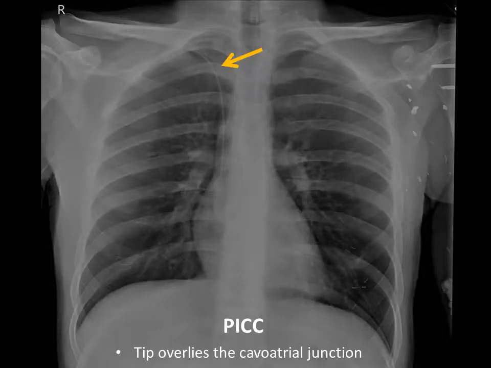Here's a good example of a PIC that's been placed. Again, on the right side, we can see it coming from the peripheral venous system. It's going through the axillary vein and going through the brachiocephalic down into the superior vena cava and then terminating at the cavo-atrial junction. We notice again that this line is thinner than central lines, which makes sense because it has to go through the peripheral veins, which have a more narrow lumen.